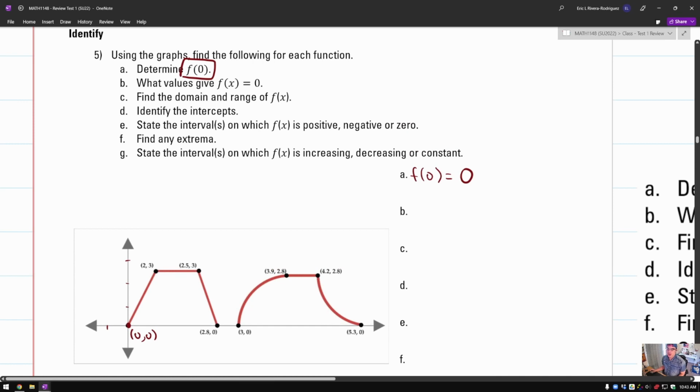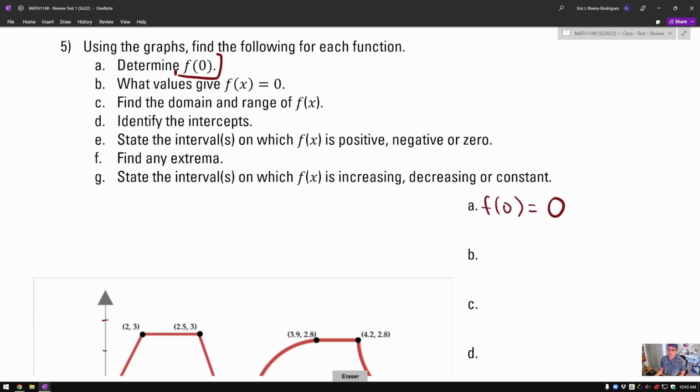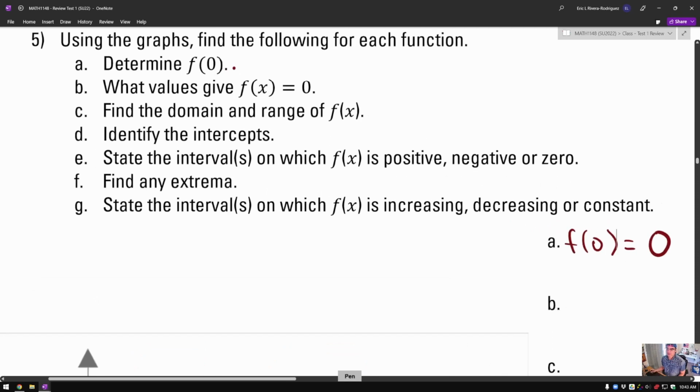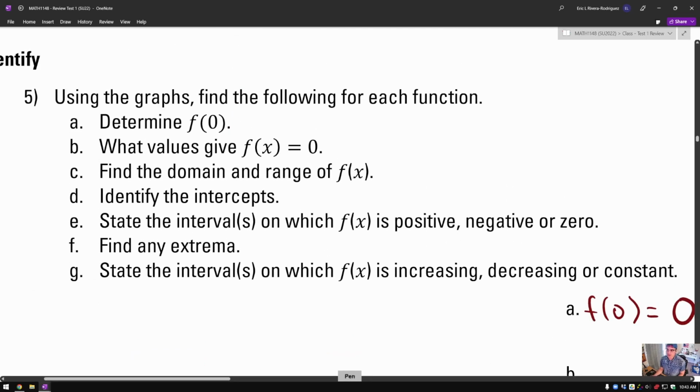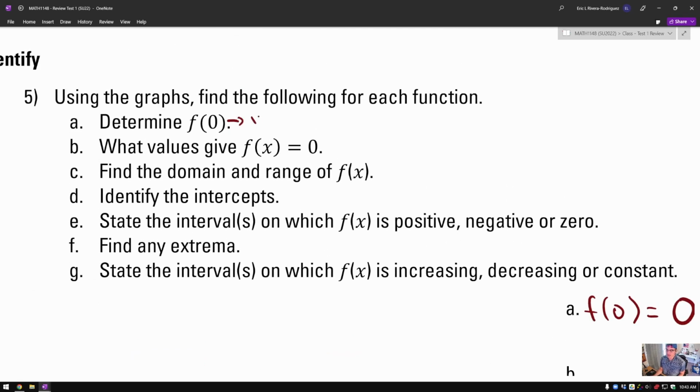Okay. What values? So let me put here. Here we are answering by the y value. We are looking for the y value. Now on B, what values give f of x equals 0? The y value here is 0. This question, or this statement, is asking for the x values. What are those x values that make the function equal to 0?